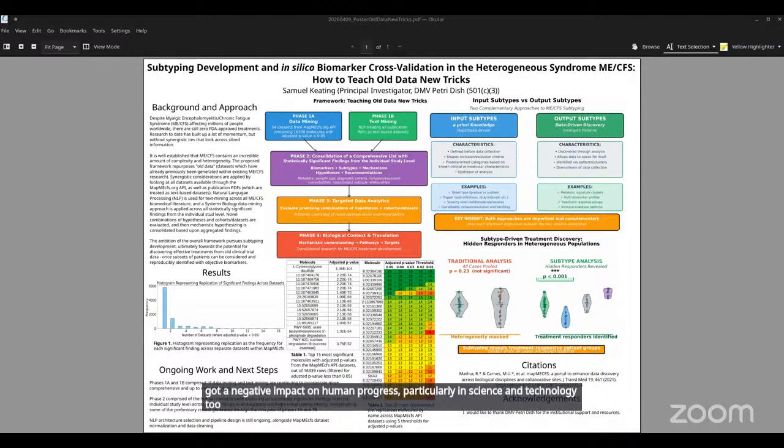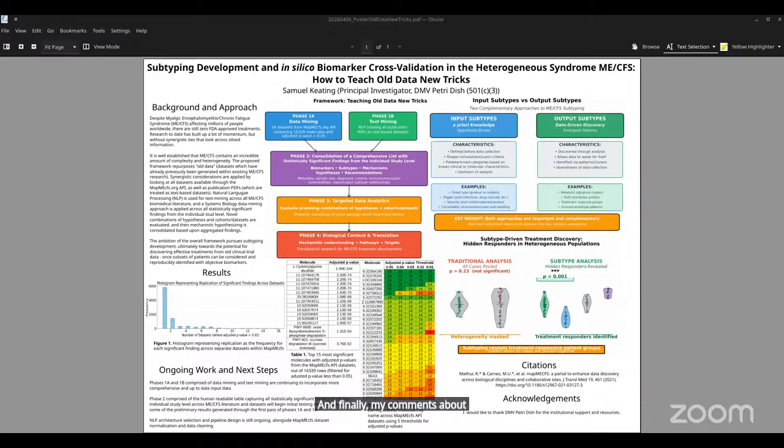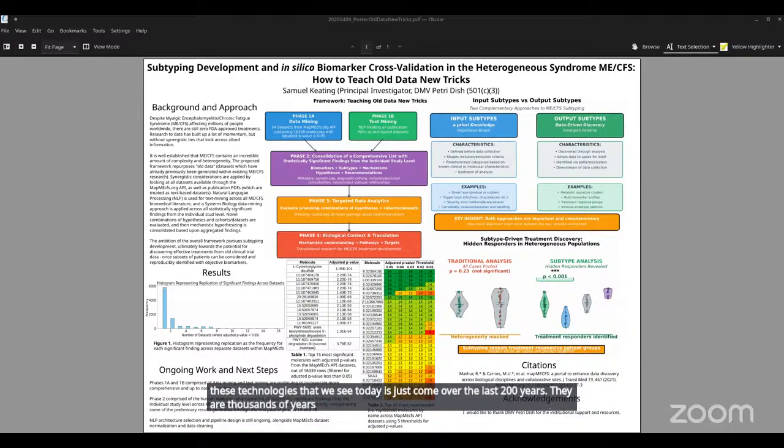And finally, my comments about accessibility of knowledge. The current levels of advancement in science and engineering, and in knowledge in general, I consider as multi-generational human knowledge, for thousands and thousands of years. We can't say that AI and all these technologies that we see today just came over the last 200 years. They are thousands of years. We have to recognize that.